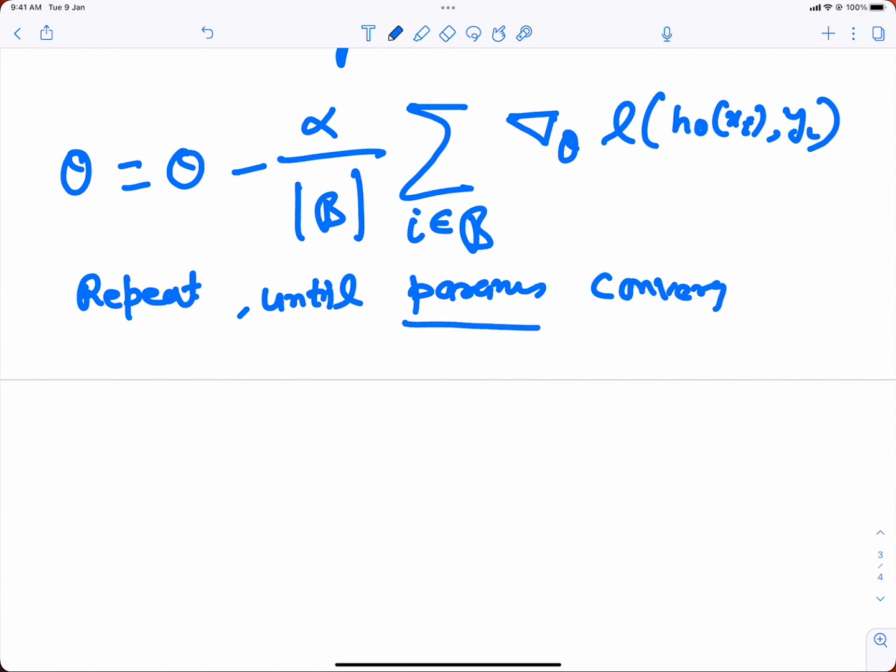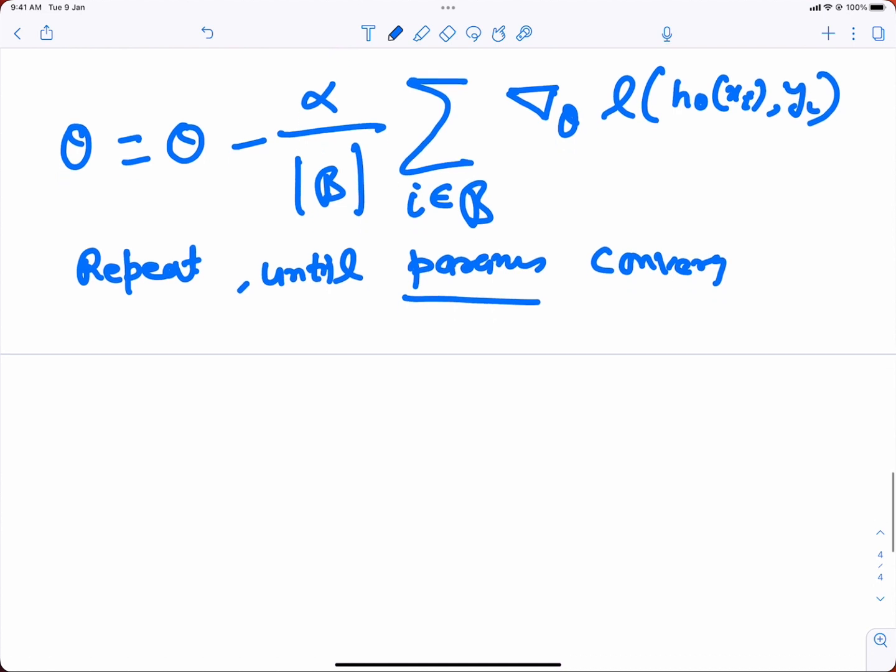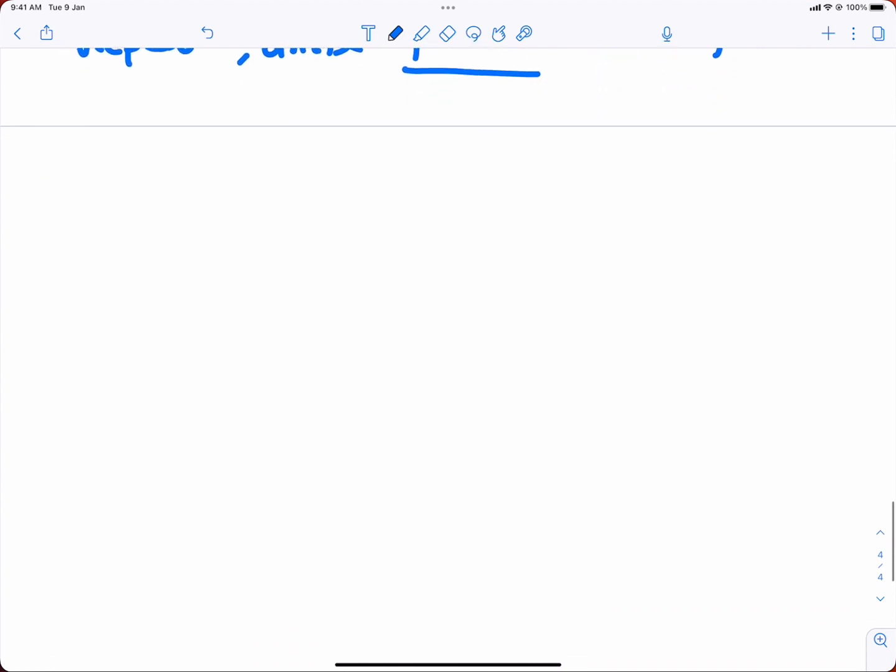So how do we know that parameters have converged? We will see that loss has been reduced, it is not getting increased, and it is not getting reduced further either. So we will say that these parameters have converged. Okay. So now what we're going to do is create the adversarial examples.